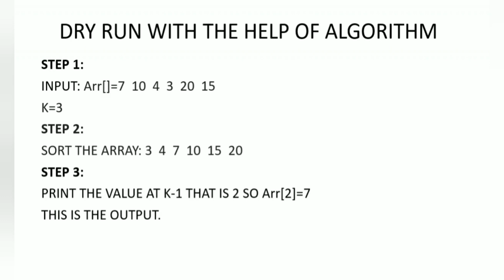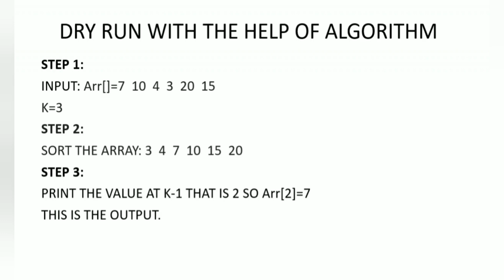Let's try to run the code with the help of the algorithm. Let's say the input array is 7, 10, 4, 3, 20, 15, the same example, and k is equal to 3. We have to find the third smallest element. As we wrote in the algorithm, we have to sort the array. After sorting, the array will be 3, 4, 7, 10, 15, 20. We have to print the k minus 1 element, which means the second index. Array indexing starts with 0. At position 0 it is 3, at position 1 it is 4, and at position 2 it is 7. So 7 will be printed. Hope you got the idea of the algorithm.